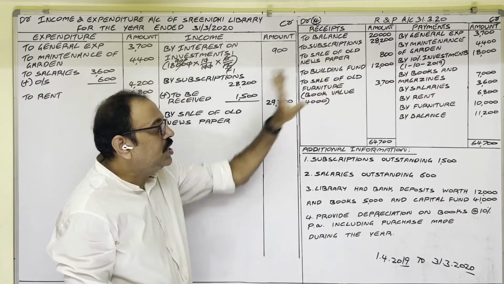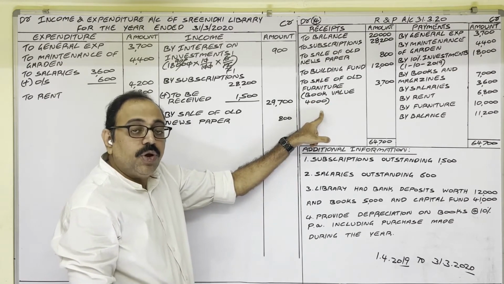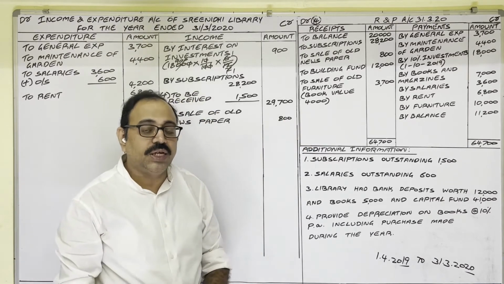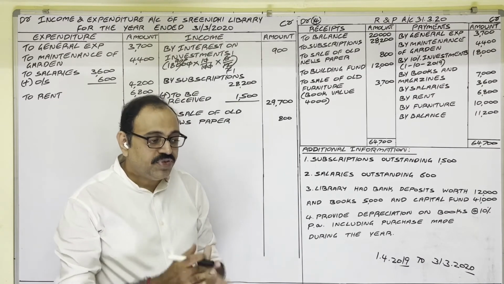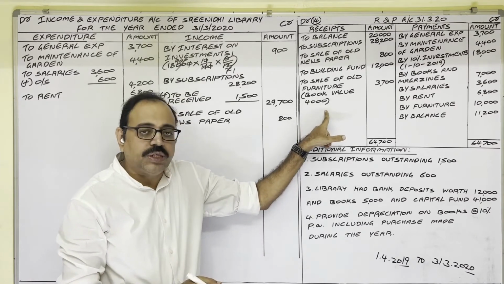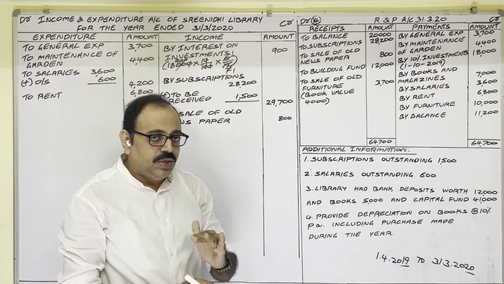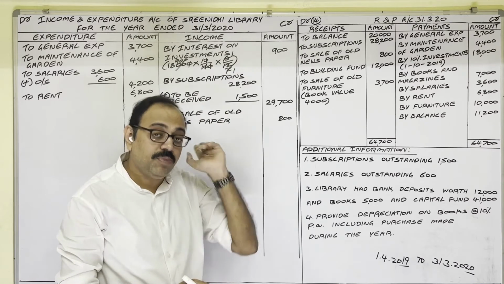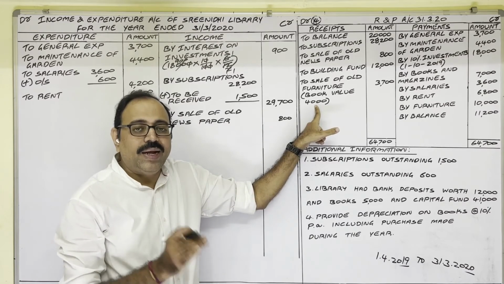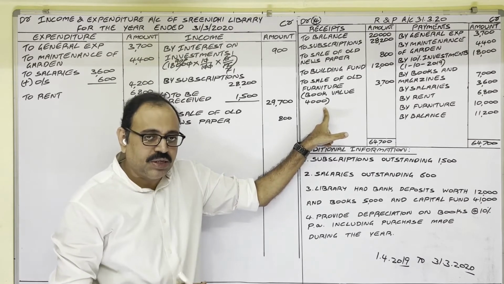Sale of old furniture 3,700. In brackets, book value 4,000 rupees. Book value means asset value minus total depreciation till the date of sale is equal to book value. So at the time of sale of this furniture, the actual value of the furniture is 4,000 rupees once we purchased. So till the time of sale we used it. So that depreciation, if you subtract from cost of the asset, then remaining value is known as book value. So at the time of sale, furniture value is 4,000 rupees after deducting depreciation.